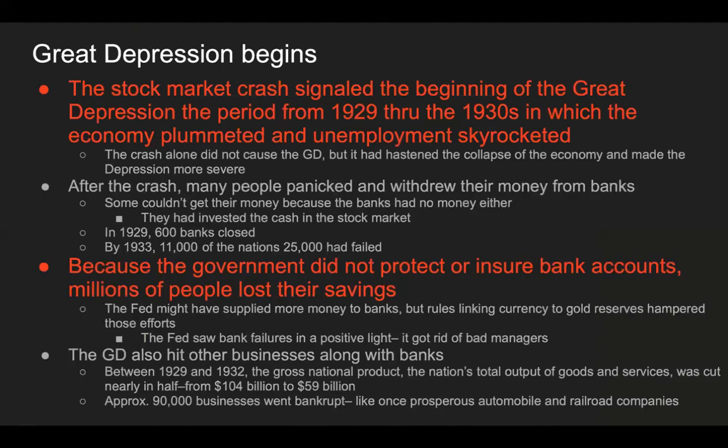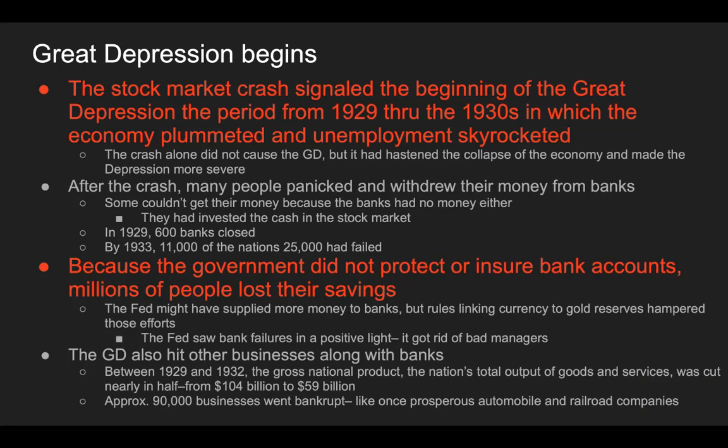All right, so the Great Depression begins. The stock market crash signaled the beginning of the Great Depression, the period from 1929 through the 1930s in which the economy plummeted and unemployment skyrocketed. The crash alone did not cause the Great Depression, but it had hastened the collapse of the economy and made the depression more severe. After the crash, many people panicked and withdrew their money from banks. However, some couldn't get their money because the banks had no money as well.